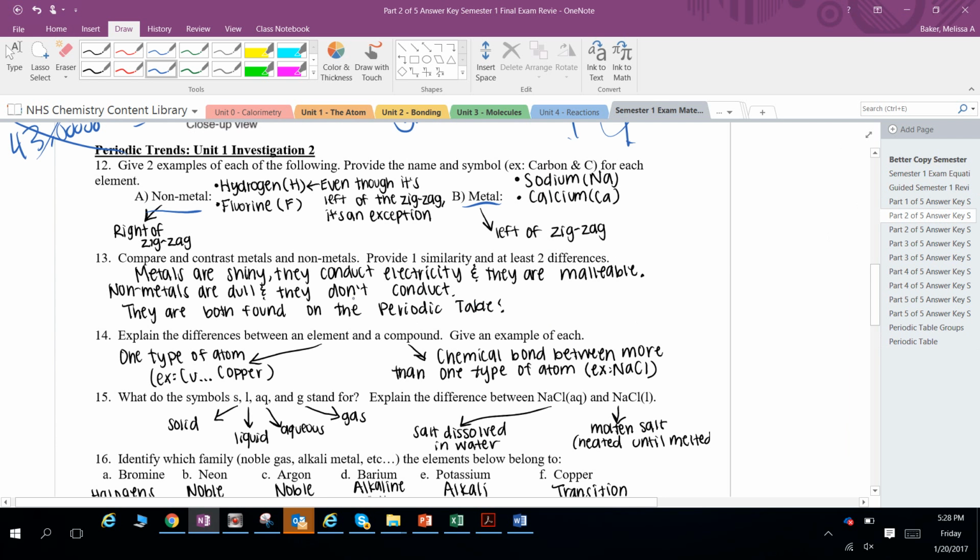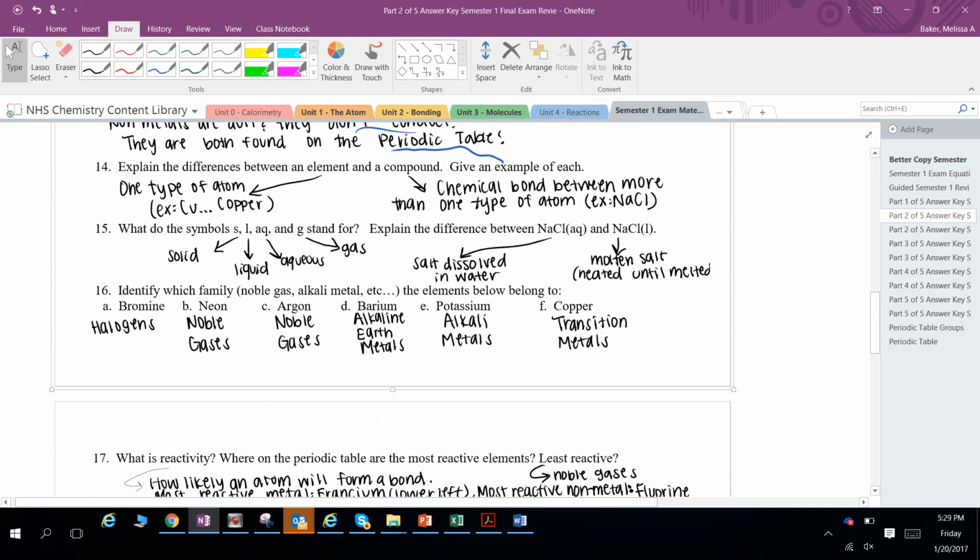What are some differences? Well, we know a lot about metals. We see them all the time. They're shiny, you can pound them into shape, they conduct electricity. Nonmetals don't. One thing they have in common, this was kind of lame, they're both on the periodic table.